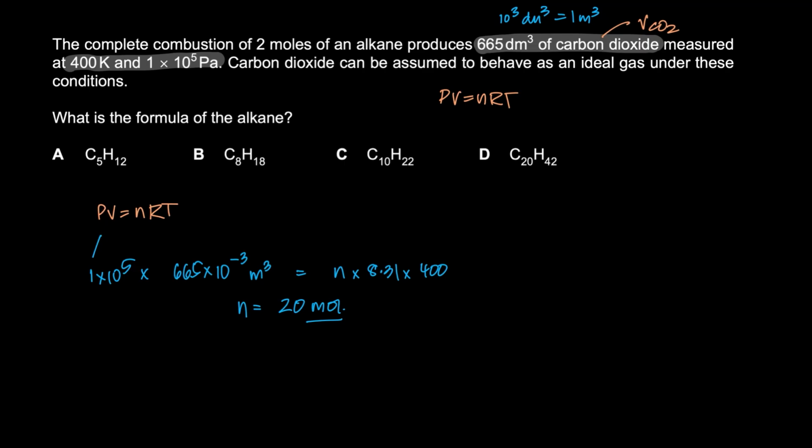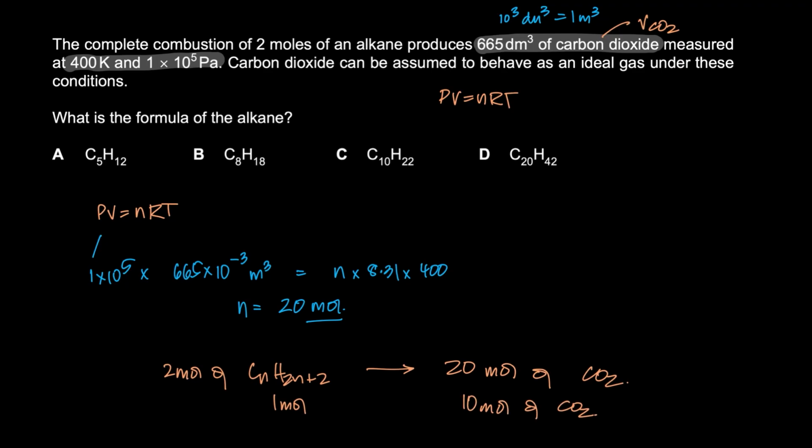So basically what this tells me is that 2 moles of an alkane, which is CnH2n+2, gives 20 moles of CO2. So 1 mole will give me how much CO2? 10 moles of CO2. So what does that tell you about n? If 1 mole of the hydrocarbon gives 10 moles of CO2, that means the compound has 10 carbons. Therefore, the formula is C10H22.